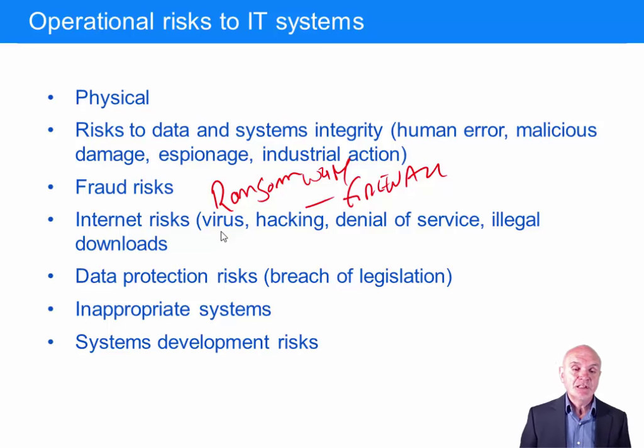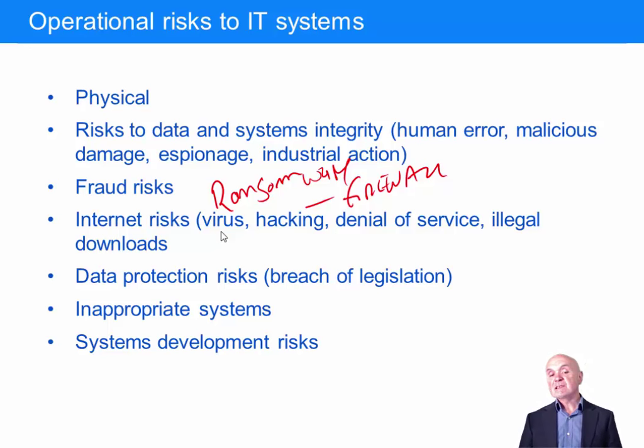Data protection is there to protect people against infringement of their privacy, and in many countries there are data protection laws which say what data you can keep, how long you can keep it for, whether people can see it and correct it and so on. And if you don't comply with these laws, then there can be really quite hefty fines. Basically, it's a compliance risk.